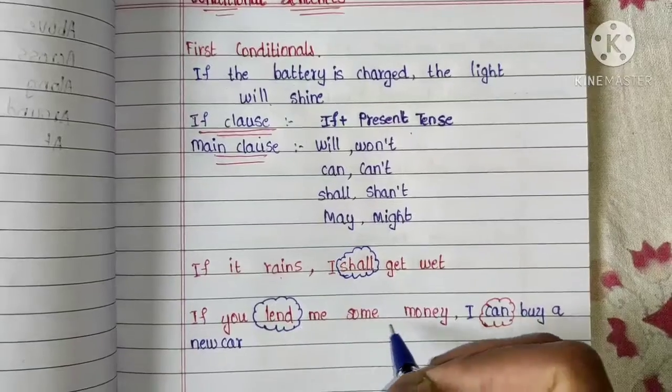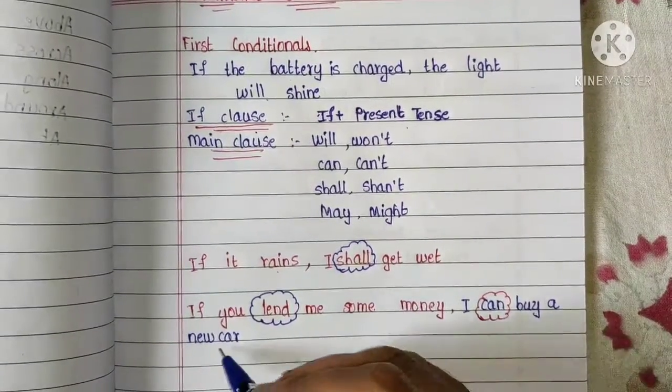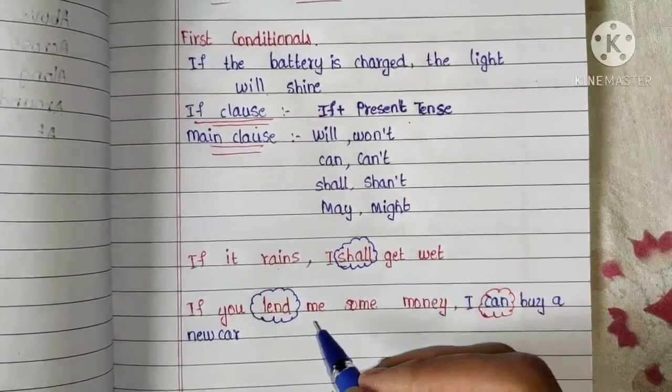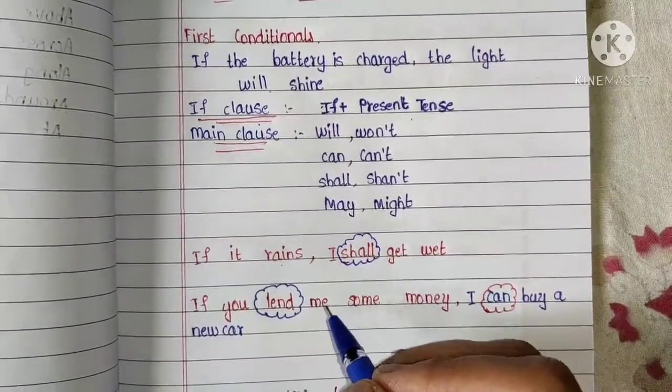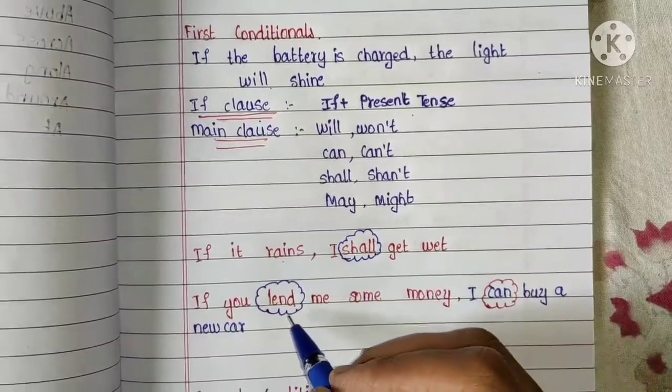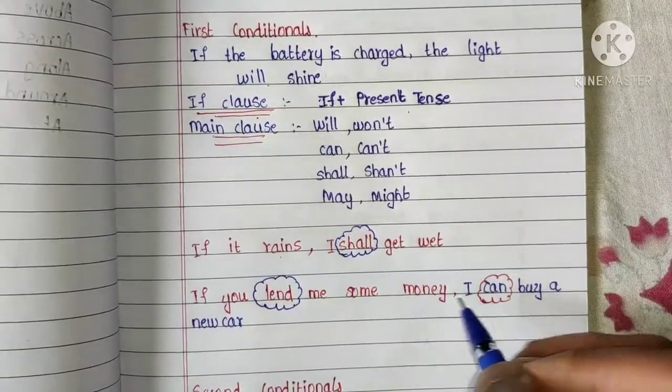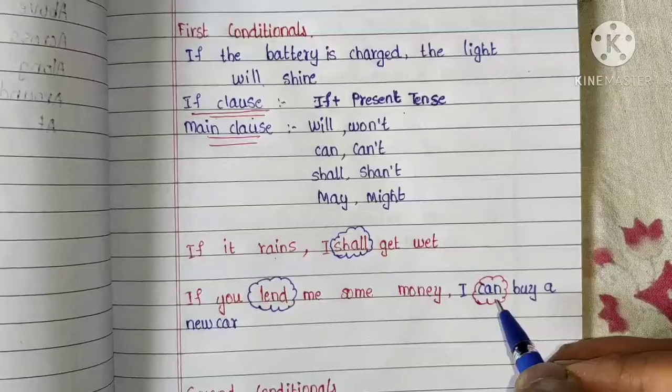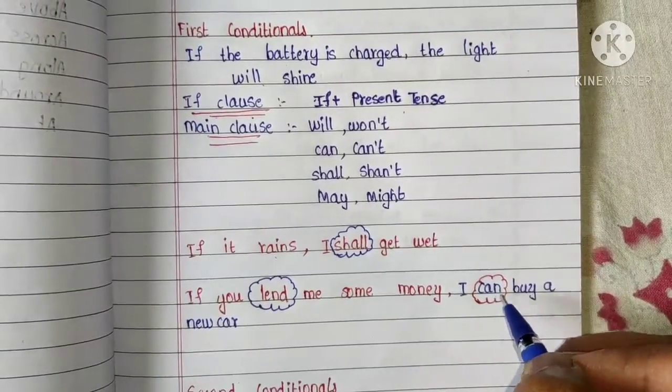If you lend me some money, I can buy a new car. What is this sentence telling? This sentence is telling that if you are going to give me some money, I can buy a car. So the first sentence is in a present form, whereas the second sentence, the result, contains can.